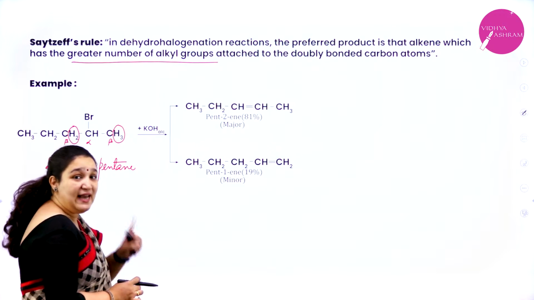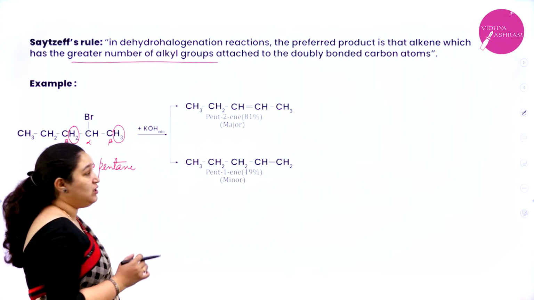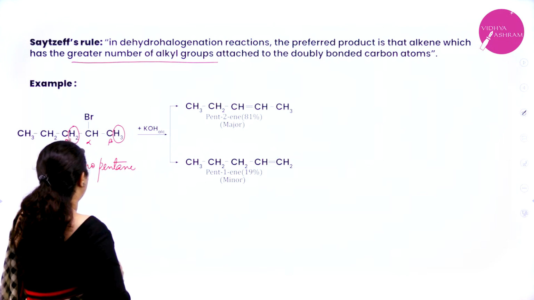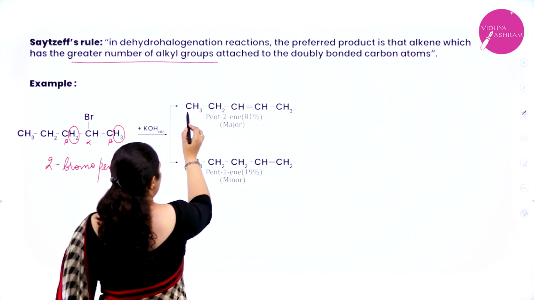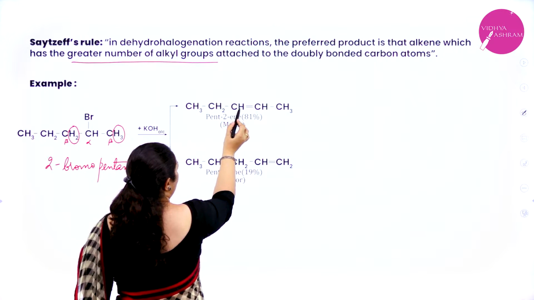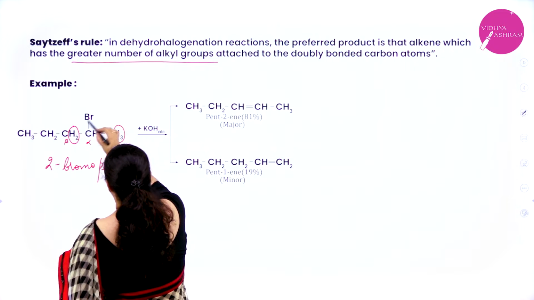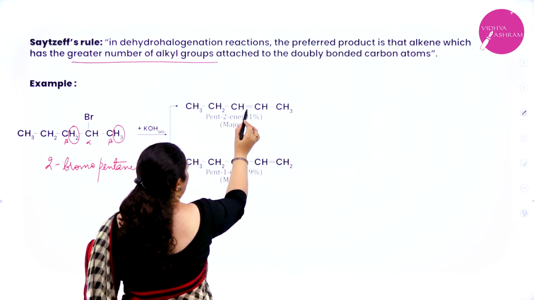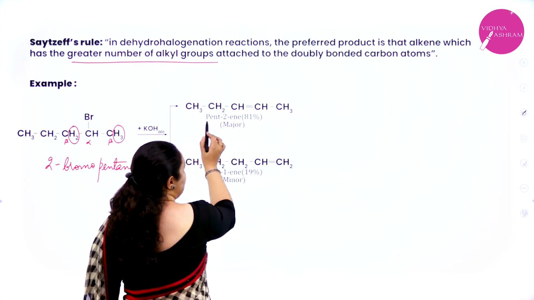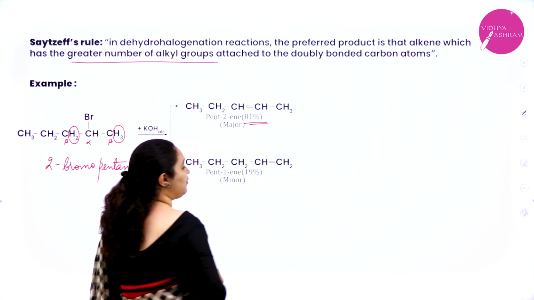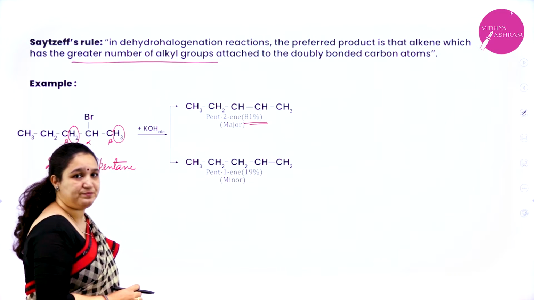What is it? Less number of hydrogen. So if I remove the hydrogen from here, I'll get the product as CH3, CH2, CH double bond, CH, CH3, that is Br and one hydrogen is lost. So CH double bond, CH I got. So it is pent-2-ene, which is the major product, it is 81%.